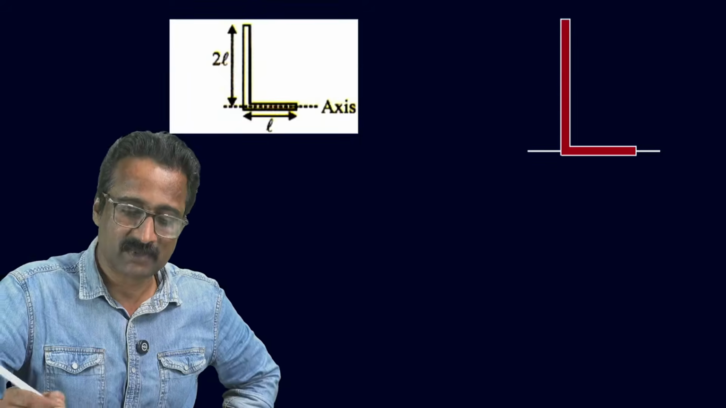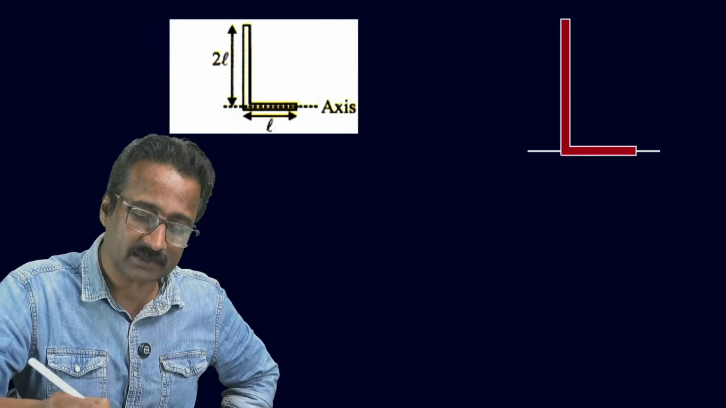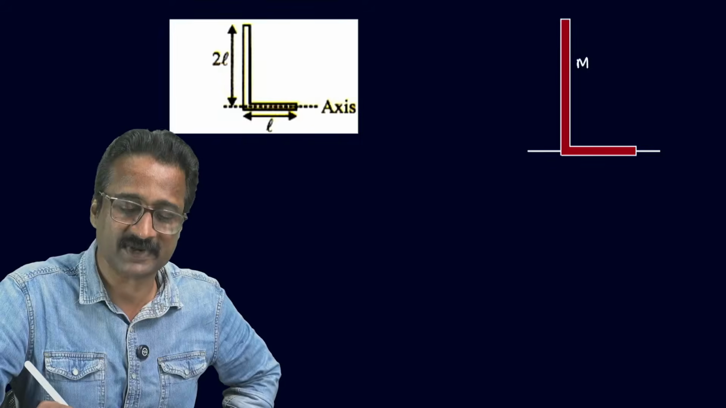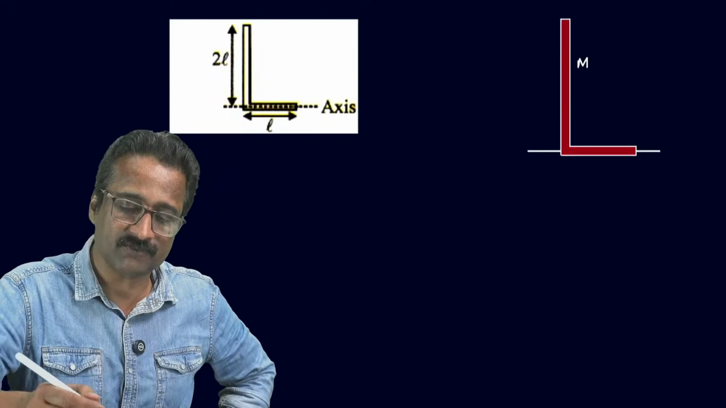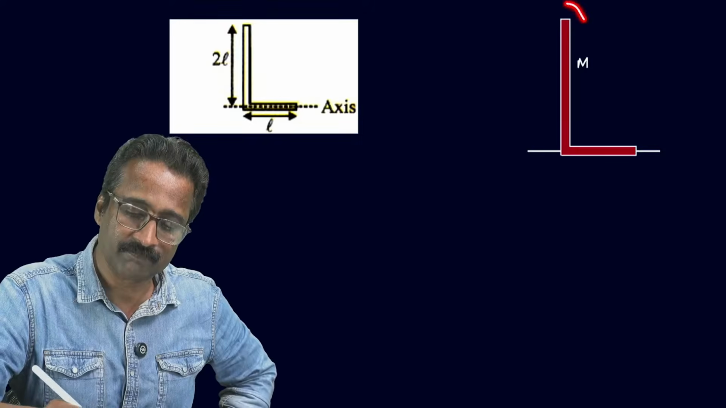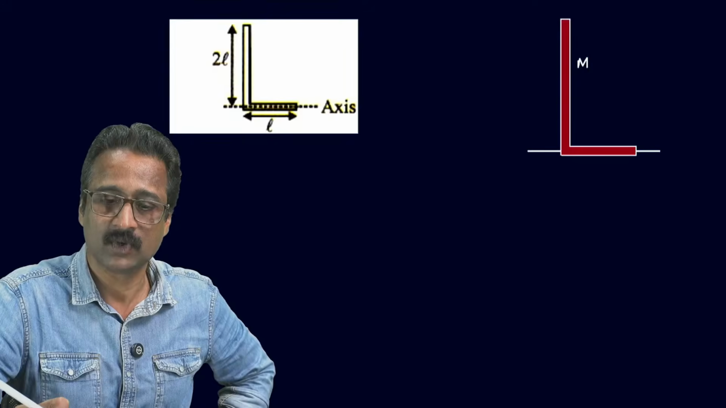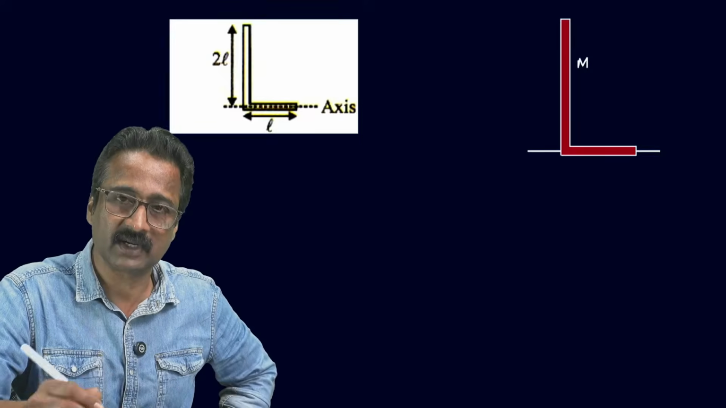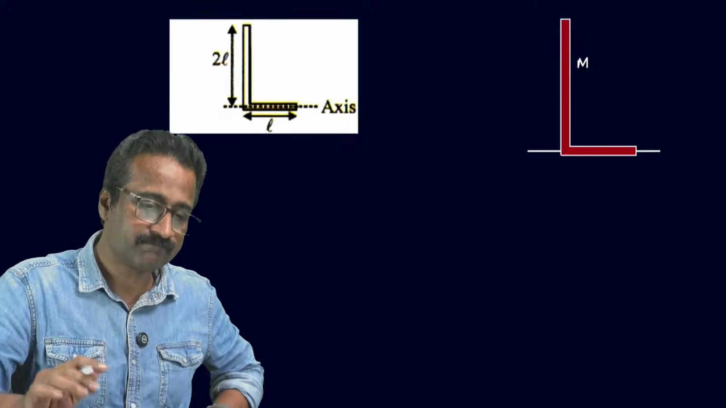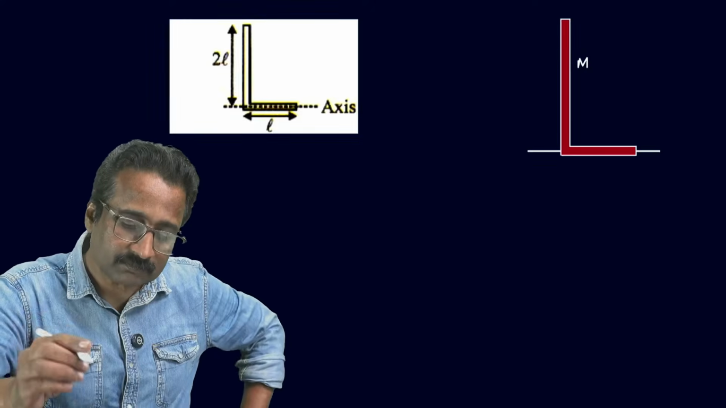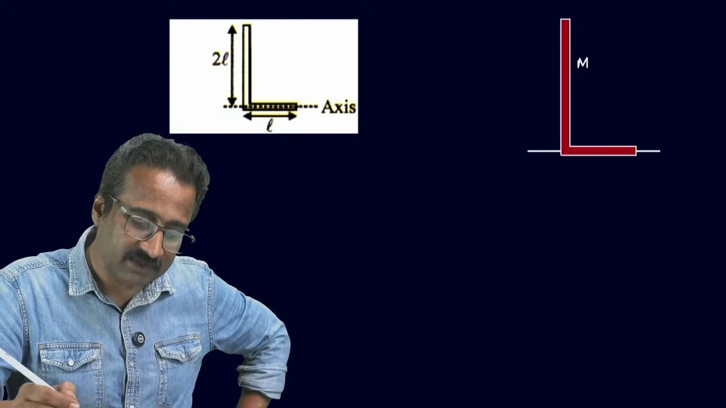For the moment I'm saying this part has a mass of capital M. I'll use capital M for the mass of this part alone. Total mass is given to be small m.